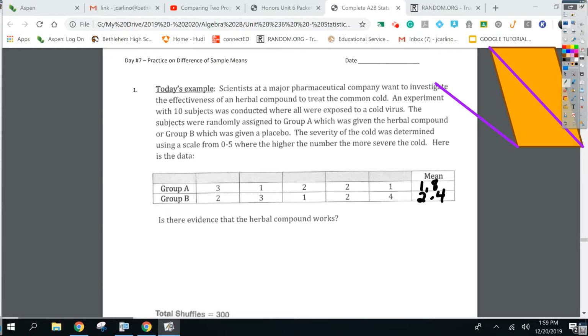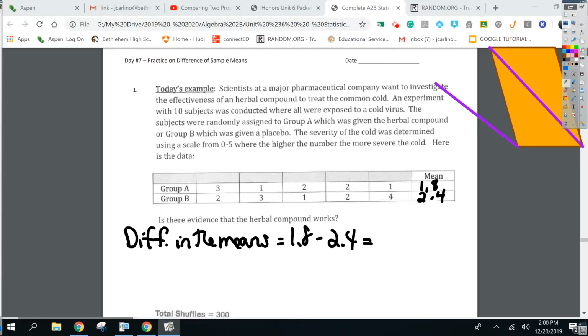Okay, is there evidence that the herbal compound works? Here's what we got to do. We got to first subtract them. So we're going to need the difference in the means. That's the first thing you always find, the difference in the means. So it'll be 1.8 minus 2.4. Difference? Negative 0.6. Okay, we take that value.